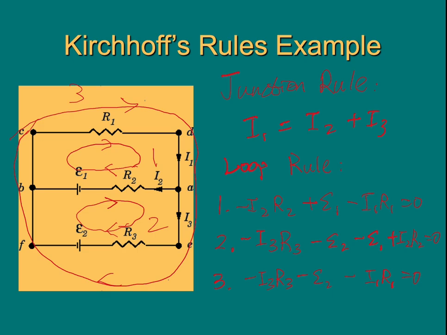I can do the same thing for the big loop, loop 3. I still start with A. A to E, nothing happened. E to F, I have a potential drop for R3, which is minus I3 R3. I have a potential drop for epsilon 2, which is minus epsilon 2. Then I'm at F. From F, I go to B, nothing happened. For loop 3, I go to C, nothing happened. From C to D, I have a potential drop for R1, which is minus I1 R1. Now from D to A, I complete my loop. So I got my loop 3 equation.